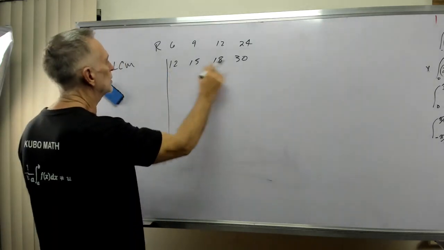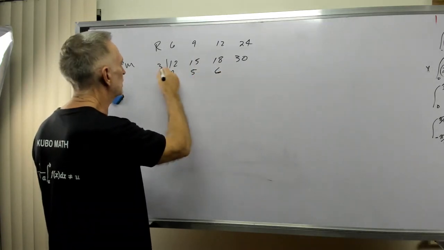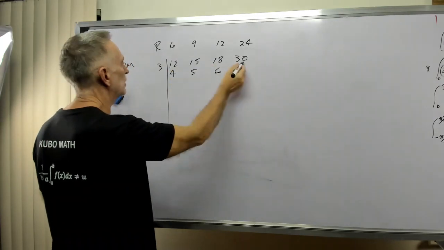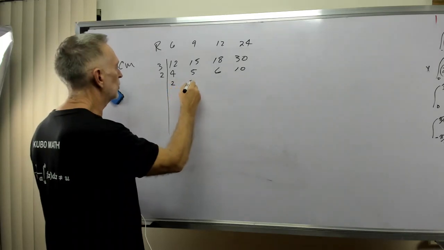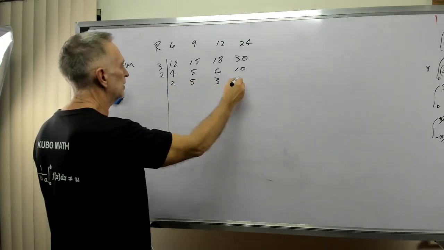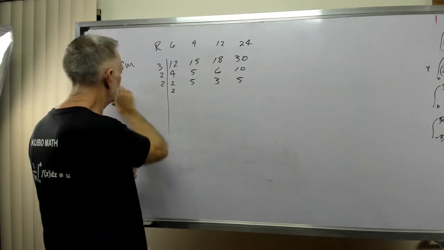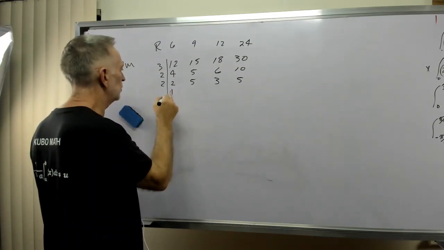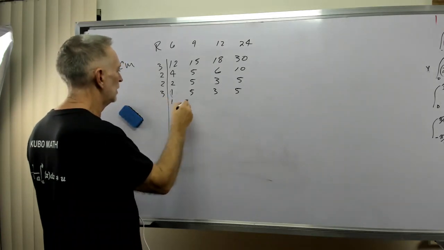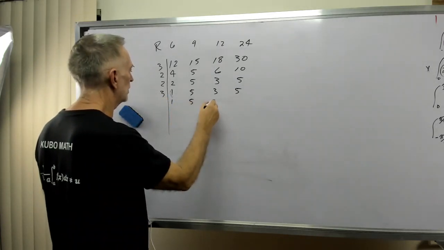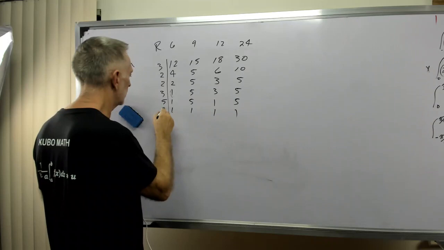All right, let's go with 3. 4 times 3 is 12, 5 times 3 is 15, 6 times 3 is 18, 10 times 3 is 30. All right, let's go with 2. 2 times 2 is 4, bring the 5 down. 3 times 2 is 6, 5 times 2 is 10. Let's go with 2 again. That 2 divided by 2 is 1. Bring the 5 down, 3 down, 5 down. Let me go with the 3. I'll get rid of the 3. Bring the 5 down. 5, 1, 1, 1, 1. Bring the 1 over.